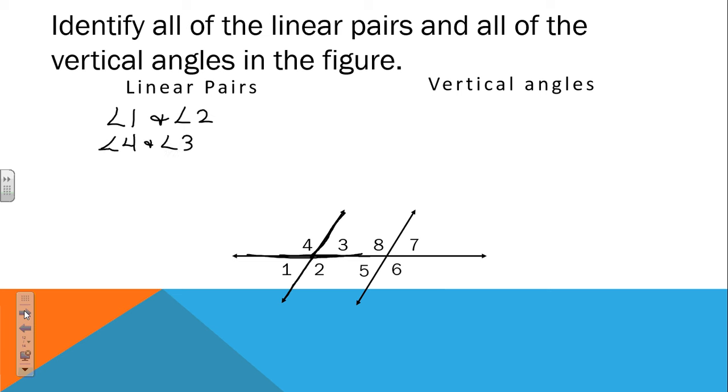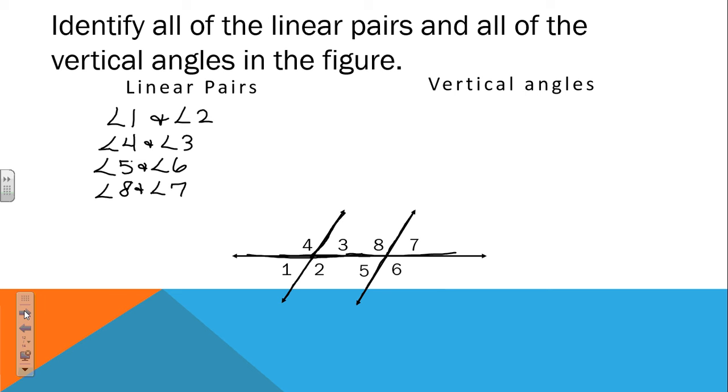Now let's pick on Andre. What's another pair of linear pairs? 5 and 6. Everyone agree that 5 and 6 are a linear pair? Okay. And then let's pick on Spencer. What do you think? 8 and 7. Okay, so that's another linear pair.